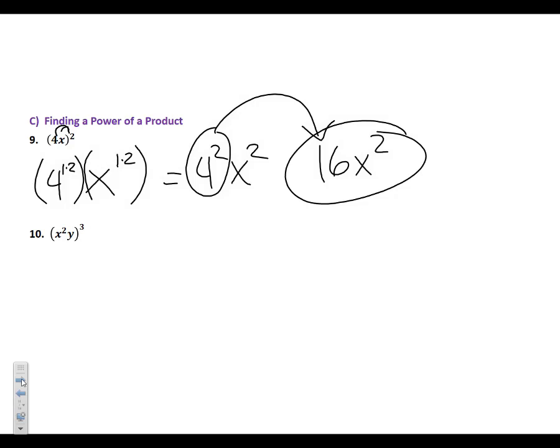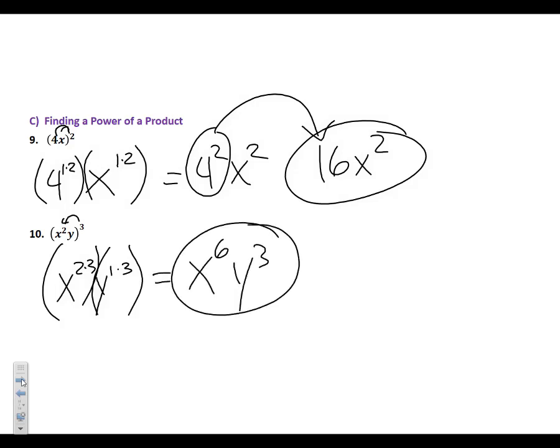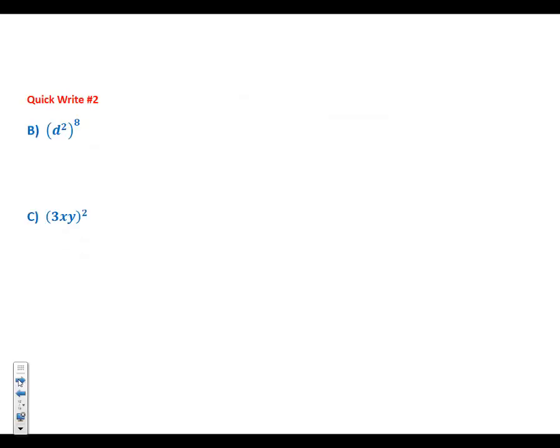In number 10, x squared y all raised to the 3rd power. So once again, if we have powers within our product, it's okay. Again, that's another reason why I said power to a power. So this would be x to the 2 times 3, y to the 1 times 3. And when we do that, with those parentheses, we would have a final answer of x to the 6th, y to the 3rd. And that's how we do it. I hope it's clear as mud. No, actually, I hope it's a lot clearer than mud. But of course, if you have any questions at all, you're going to come to class and ask them.